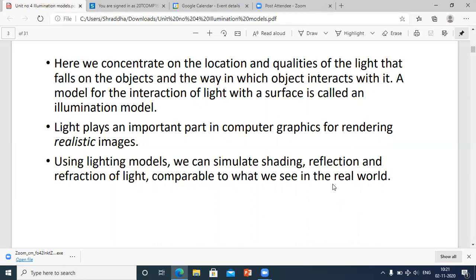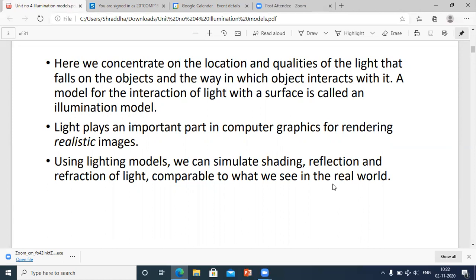A model for the interaction of light with a surface is called an illumination model. Illumination means to lighten up, and the surface that interacts with the light is handled by an illumination model. Light plays an important part in computer graphics for rendering realistic images.